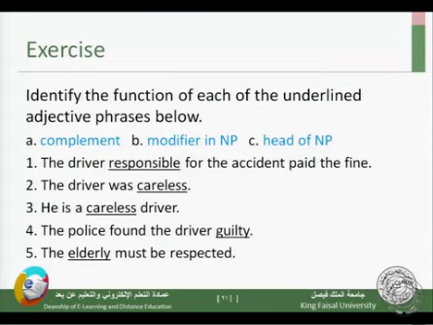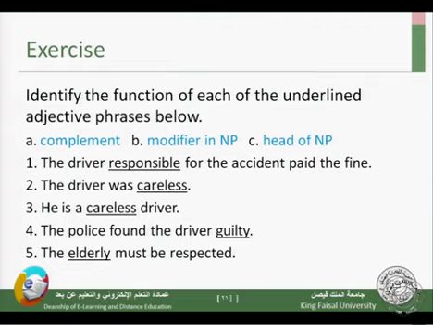In number 4, the police found the driver guilty. Here we need guilty to complete the meaning. It is a complement of the object driver. So the police is the subject, then we have the verb found, and then the driver is the object, but we can't say the police found the driver. If we say that, it will change the meaning. It will mean that the driver was lost and the police were looking for him until they found him.